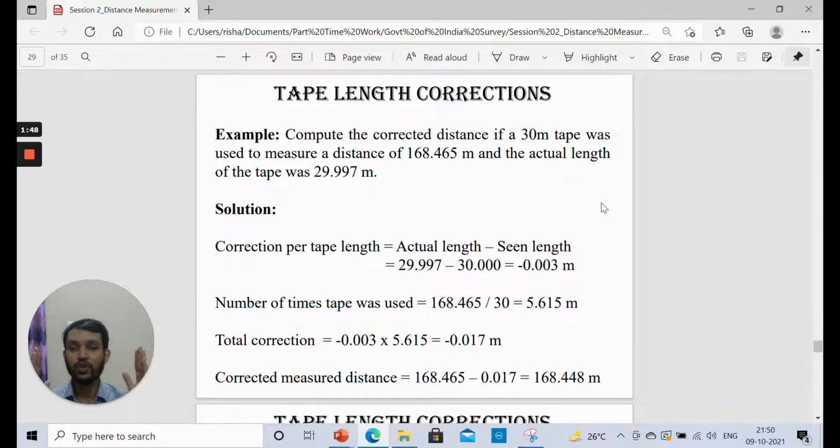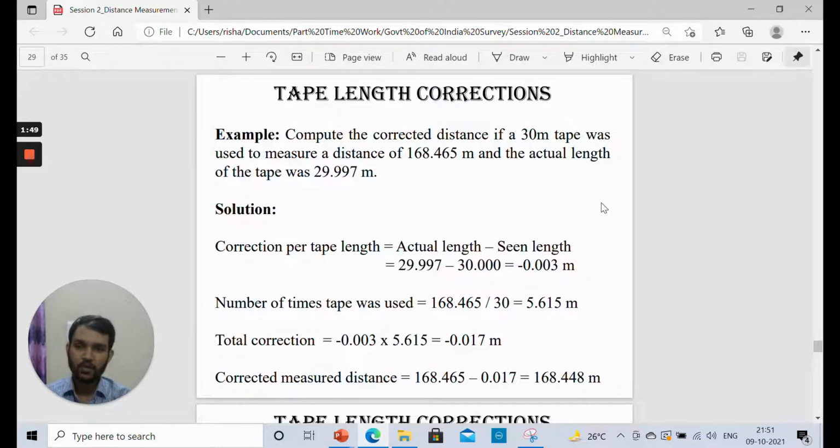So you have made an error of 0.003 every time you have measured 30 meter. Okay, so you can easily find what is the correction per tape length. See, actual length was 29.997 and the seen length that you were seeing was 30 meter. So the difference between these two is 29.997 minus 30, that is equal to minus 0.003 meter. Now you can find how many times you have used this tape. Okay, number of times this tape was used.